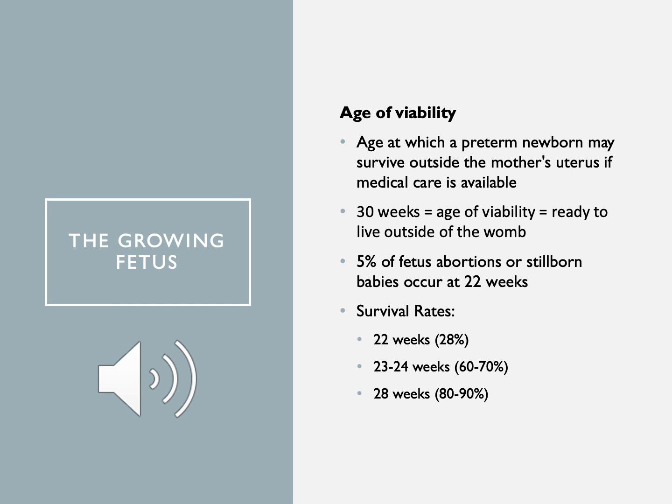So at 22 weeks, 23 to 24, and 28 weeks. The likelihood of survival is much higher once we get into the 28-week to 30-week mark. However, there still are some chances that a fetus born before that 28-week mark could survive, but it is lower, with 22 weeks being under 30%. And we do see that this is also the age at which premature or preterm newborns may survive outside. So at 30 weeks, there is more of a likelihood of an increased survival rate.